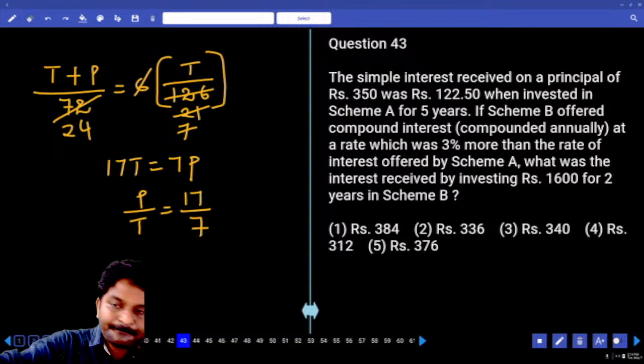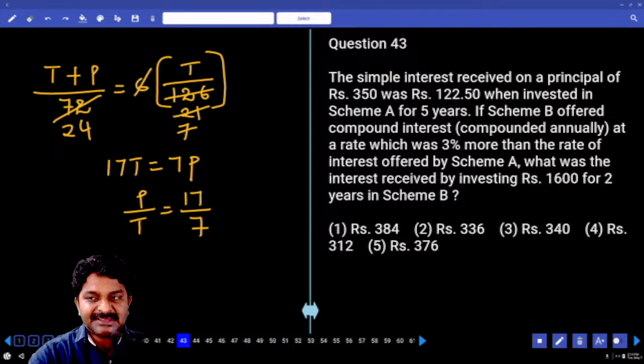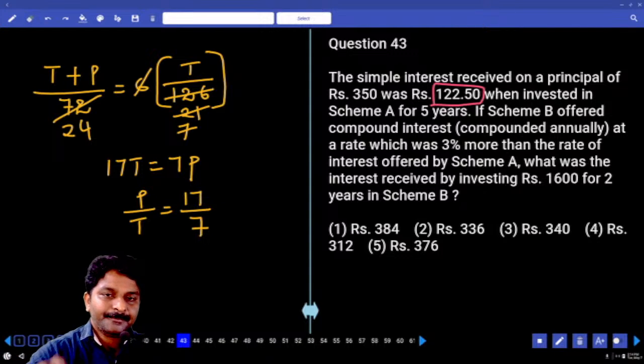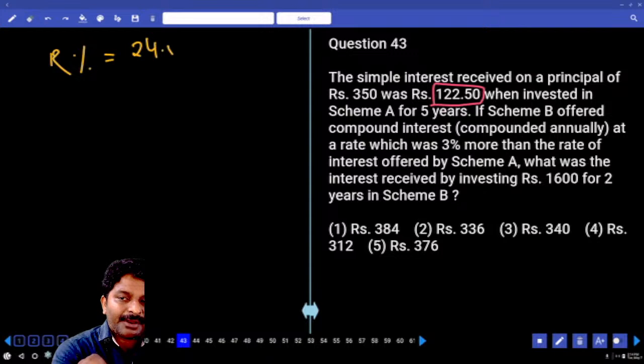The simple interest received on a principal of 350 was 122.50 when invested in a scheme for 5 years. Simple interest for 5 years is this much. Per year, it is divided by 5, which is equal to 24.5. So the rate of interest is 24.5 divided by 350 into 100.